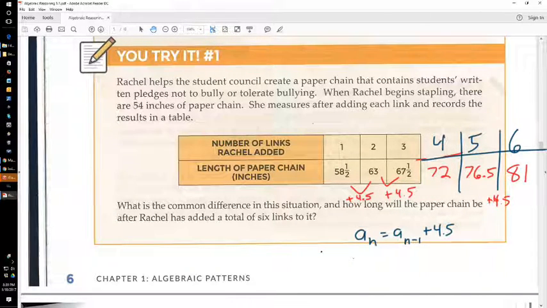After adding 6 links, her chain would be 81 inches long. And Mr. Hunter needs to learn how to spell inches. Let's try this again. Wow, what did I just do? Just give up. I-N-C-H-E-S. No, never give up. That's how you fail math, is by giving up. All right? All right. Good.